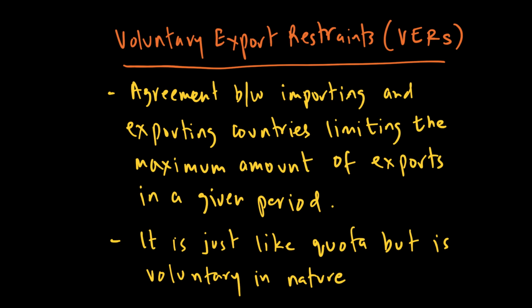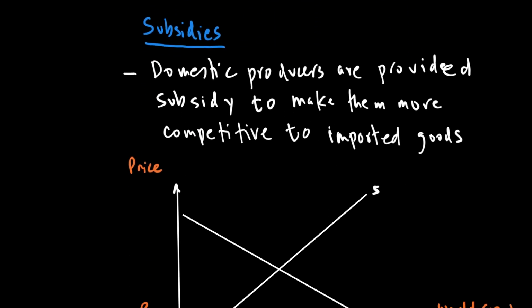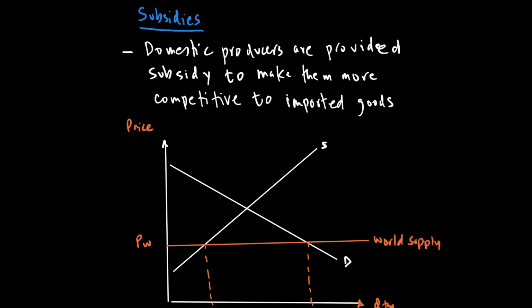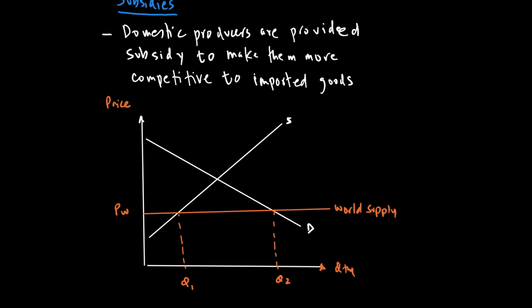Let's now discuss the third method, which is called subsidies. With subsidies, domestic producers are provided subsidies to make them more competitive against imported goods. I made a diagram here. When you give a subsidy to domestic producers, you're hoping that the level of imports should fall and they become closer to PW. So let's say these are domestic producers. You give them a subsidy, and the supply curve will shift to the right like this. The supply curve shifts to the right because the subsidy results in the cost of production going down.